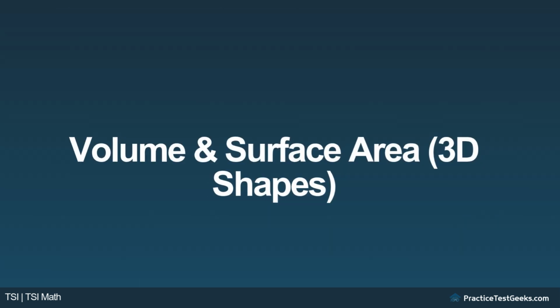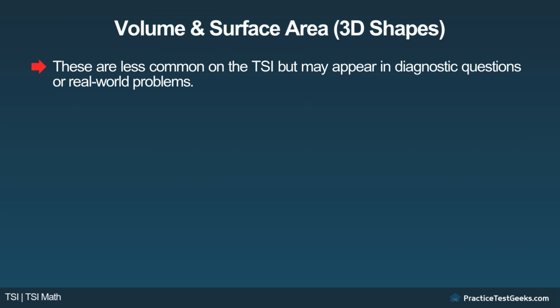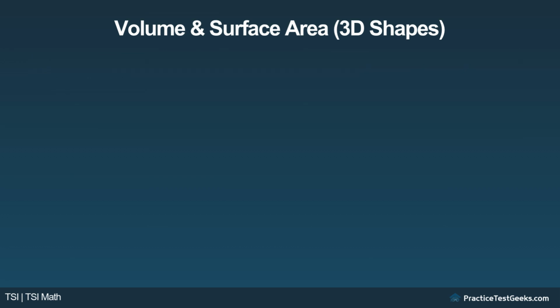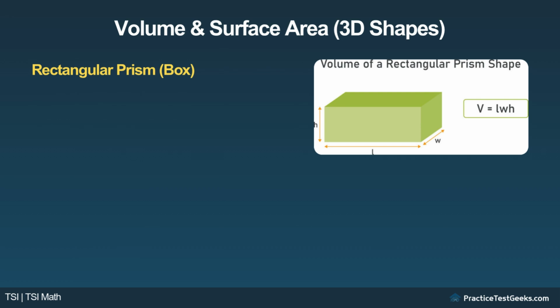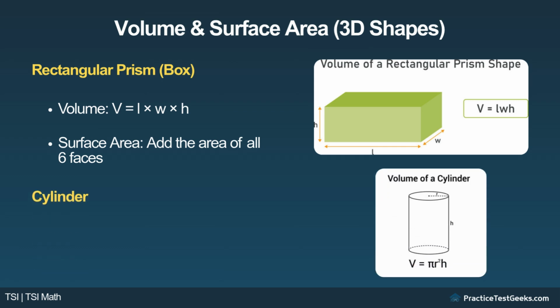Volume and surface area of 3D shapes. These are less common on the TSI, but may appear in diagnostic questions or real-world problems. Rectangular prism or box: volume V is equal to the length times the width times the height. Surface area: add the area of all 6 faces. Cylinder: volume V is equal to pi times the radius squared times the height.